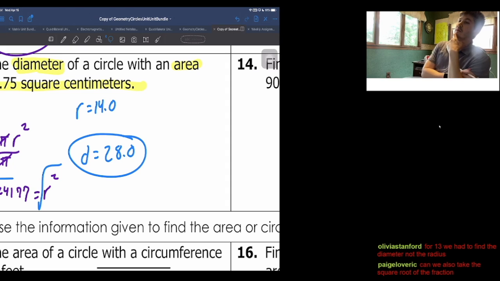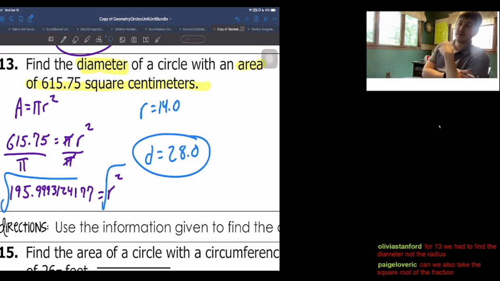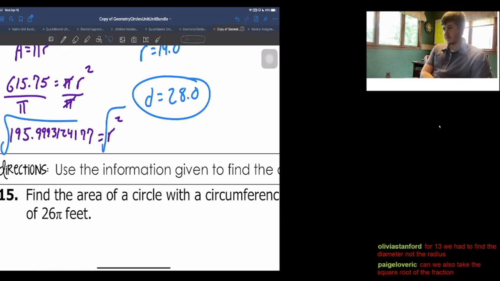Can we take the square root of the fraction? Yes. I'm assuming the fraction being 615.75 over pi. Yes, you could do that. You should get the same exact thing. Especially if you don't want to write out that decimal value. That is completely okay. But thank you for that observation.